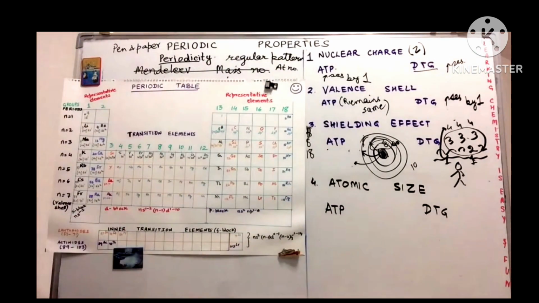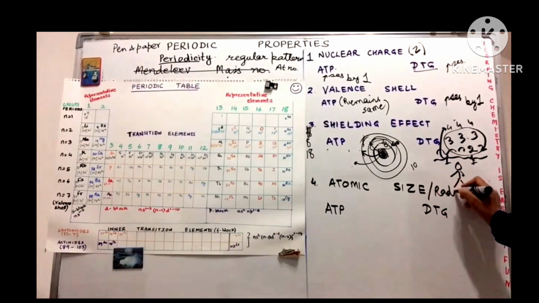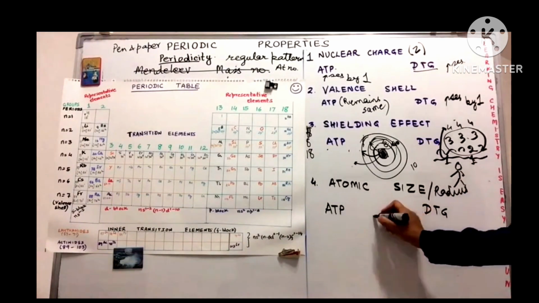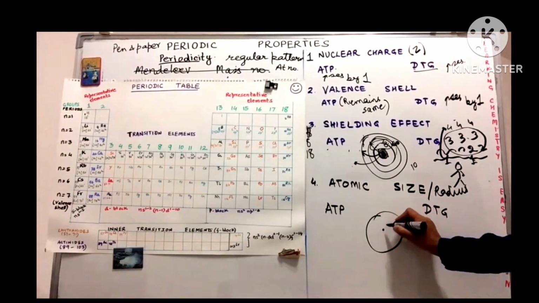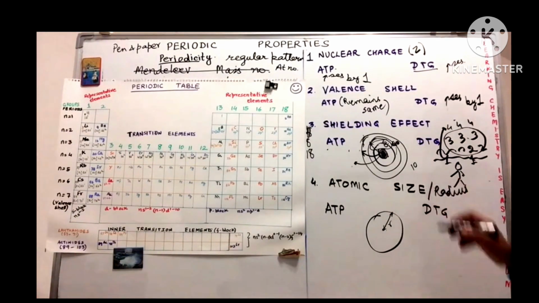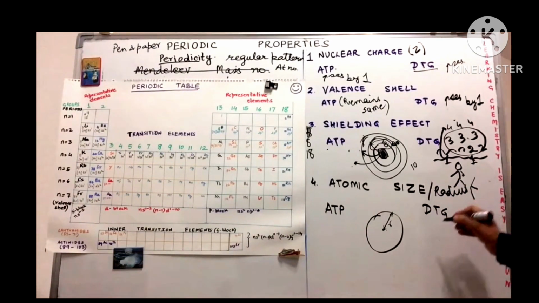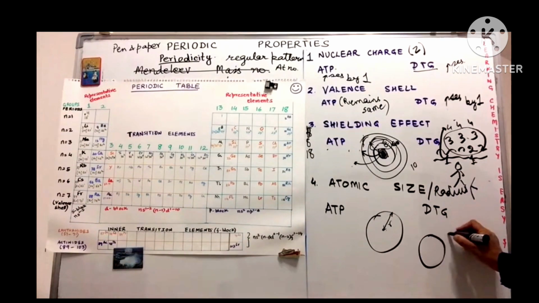Come to our first periodic property, the atomic size. That means the size of an atom, as the name indicates. It is also called atomic radius. How do you define radius? This is a circle; the distance of the boundary from the center of the circle is what we call the radius. This atomic radius can be defined in many different ways. So you have the radius when two atoms have undergone covalent bonding.